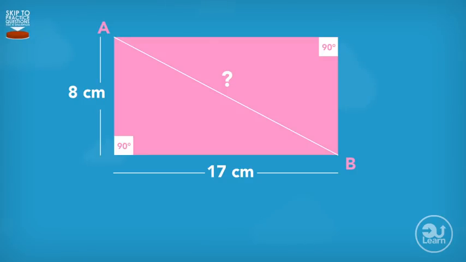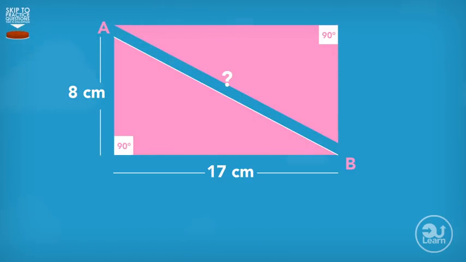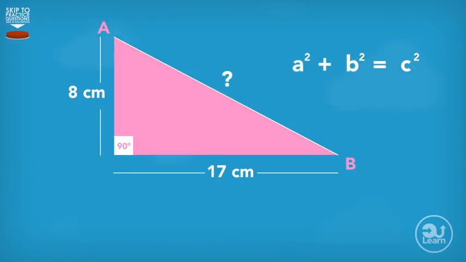Just like how I explained it before, we can make 2 right-angled triangles by splitting the rectangle with a diagonal line. This reveals the different parts we need for the Pythagoras equation. Remember, the hypotenuse is the side opposite the right angle, so C is unknown. The values of A and B are 8 and 17. Going through the same process to calculate C, the final answer is 18.8 centimeters, correct to 3 significant figures.